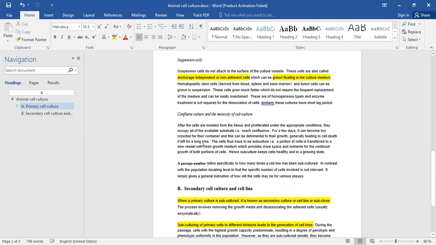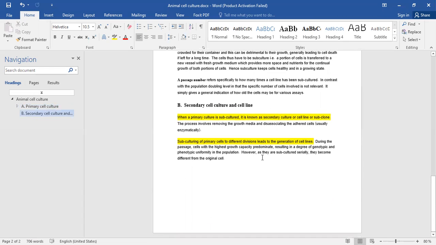Now we are going on to the secondary cell culture and cell lines. So what is the secondary culture? Secondary culture is a technique in which the cells of the primary culture are subcultured in a different media. These cells are a subclone of the primary cell culture cells. The cells are removed from the primary cell culture and are transferred into another media for their regrowth. That is known as the secondary cell culture.